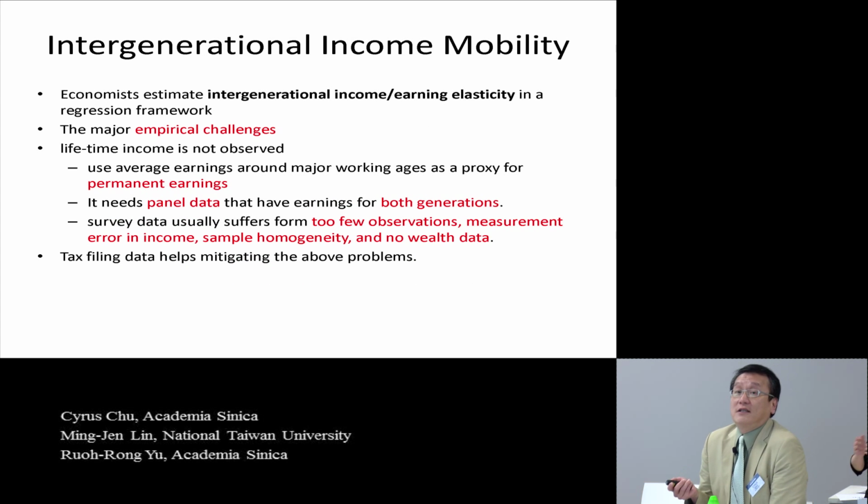Part of the reason is that, empirically, even quantifying, not to say analyzing, the effect is difficult because we have a high requirement for data. We need permanent earnings, not just single-year income. We need permanent income for both generations, so that has an extensive need for panel data. In the past, most data sets had very few observations, and we have measurement errors in income. We have sample homogeneity. We don't have wealth data.